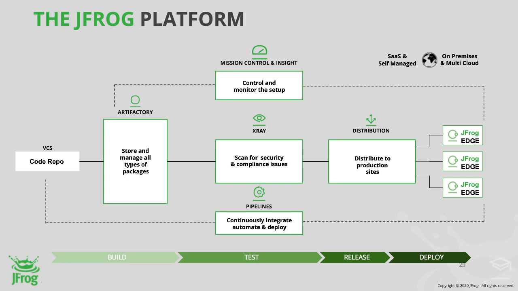In that, you can create release bundles. What is a release bundle? A release bundle is nothing but a bundle of your release content. So you have a Docker container, you have a Maven component, and you have your release notes. You have your Debian package, you have your RPM package. You can put them all in one container, which we call a release bundle. You can sign it with a GPG key, literally make it immutable, and distribute it to JFrog Edge nodes.